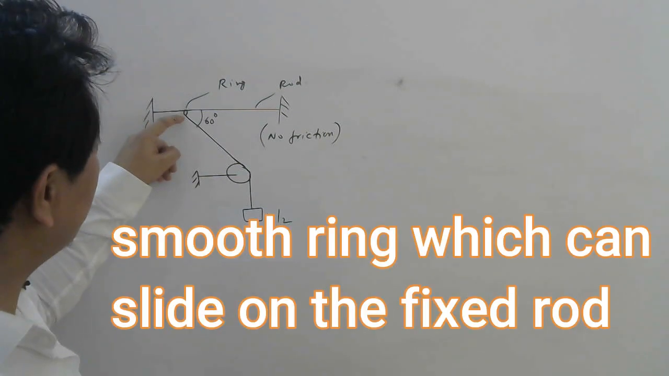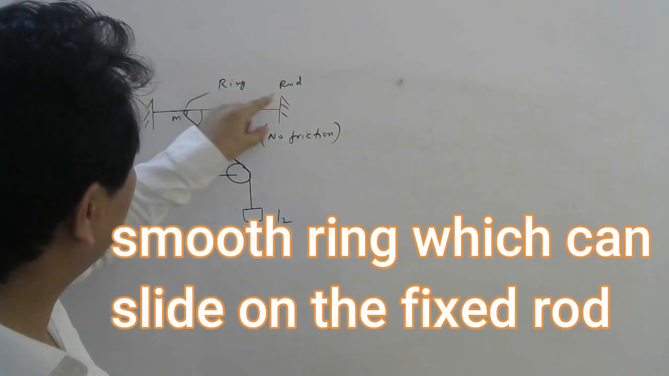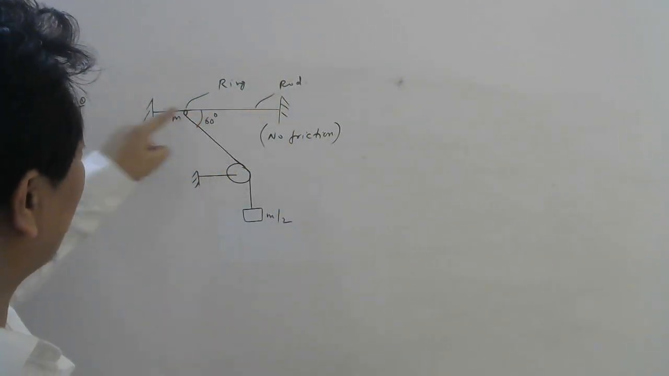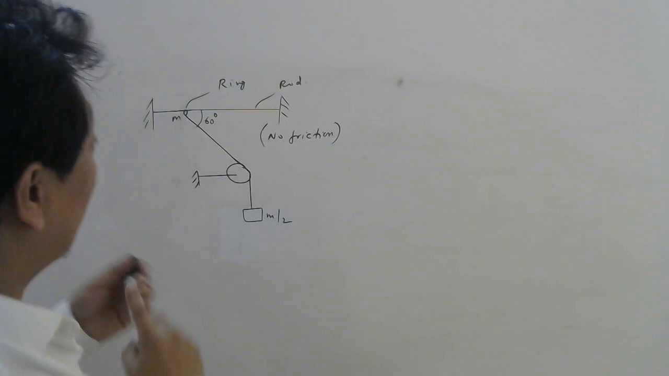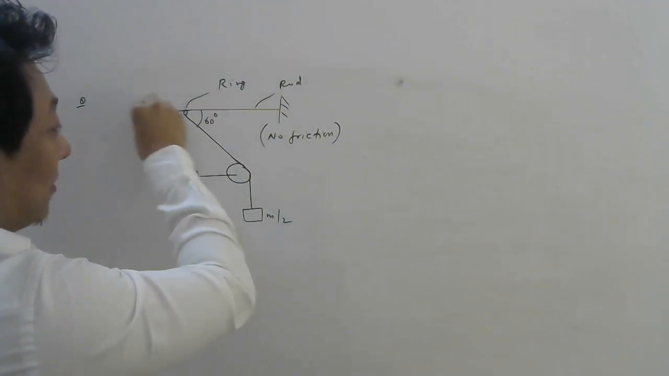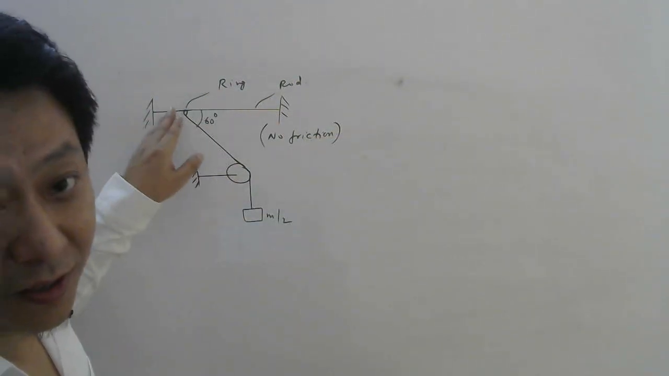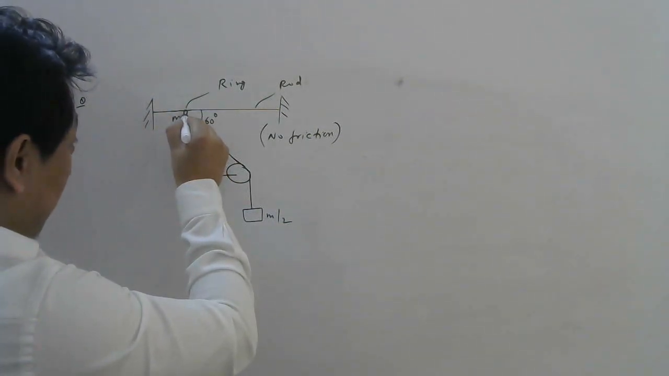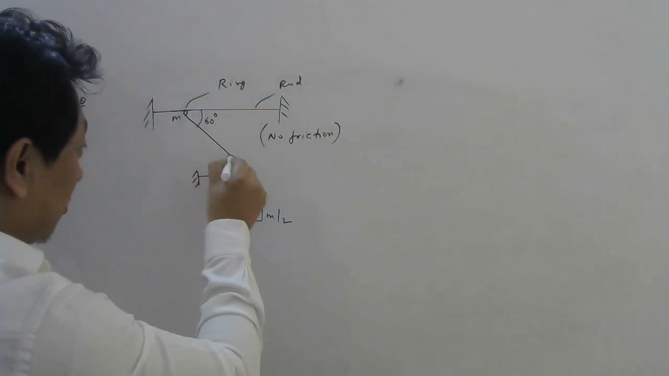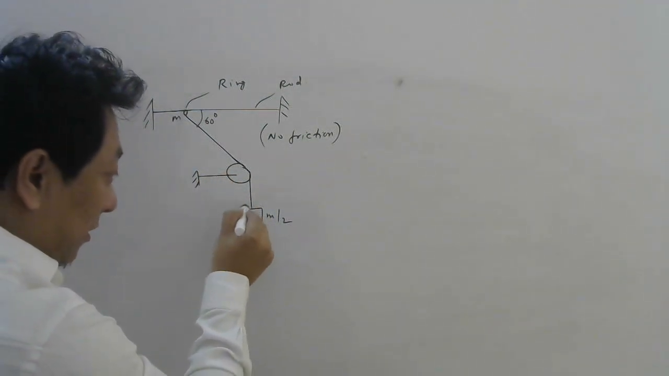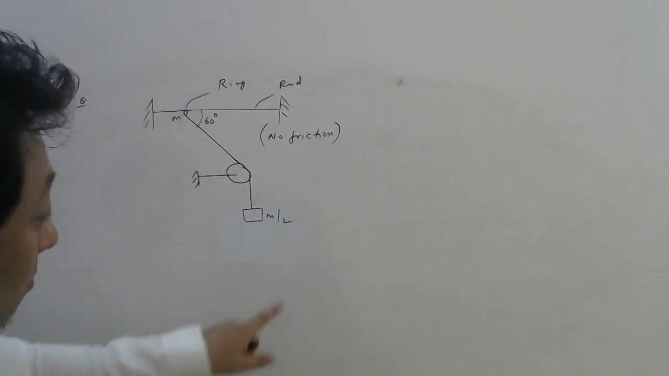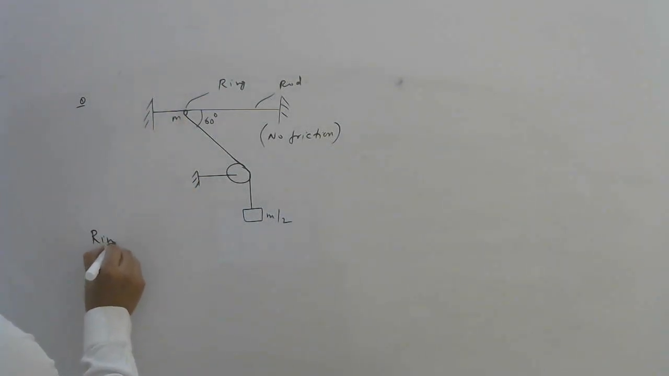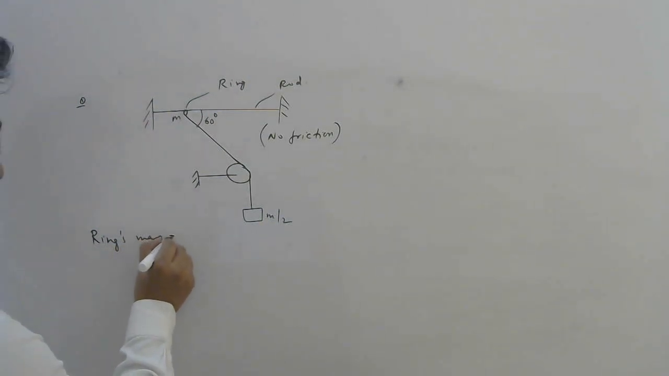So here is a smooth ring which can slide on this rod which is fixed between these two supports. Okay, so this is a rod which is fixed between these two supports, and this is a ring which can slide on this. It's a frictionless ring. There is no friction here, and this string is connected to this ring, and that string goes over this pulley and is connected to this block whose mass is m by 2, and ring's mass is m.